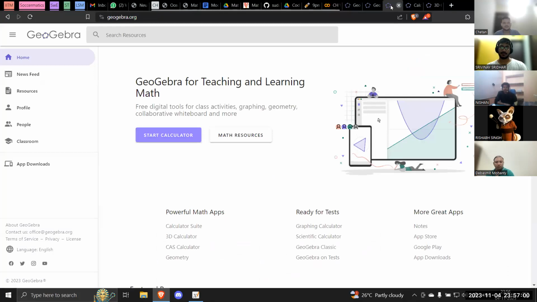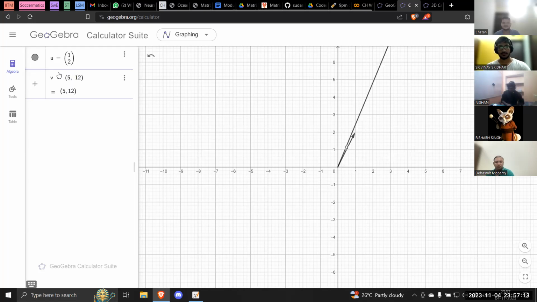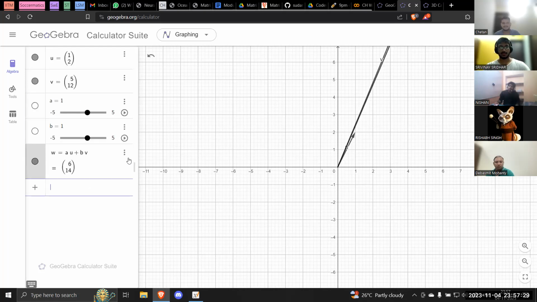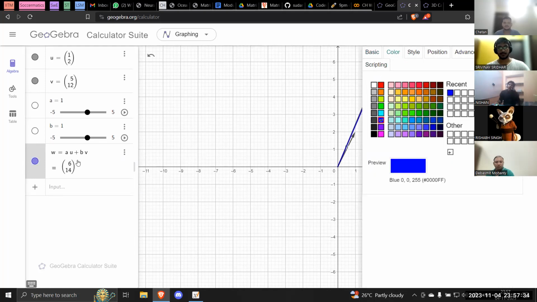So let's take one vector here, 1 comma 2, Vinay's favorite point. Let's take another vector, 5 comma 12, Maria's favorite point. Let's take the linear combination of these and trace that. Let's see what we get. We already did that, right? Yeah, let's just do it one time. Let's see what happens. We're going to trace it. Okay, perfect.